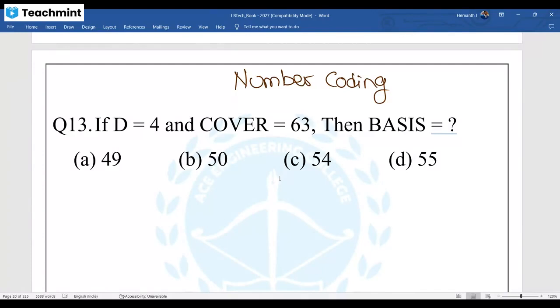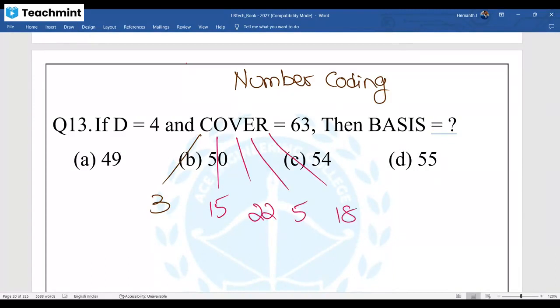It can be reverse code also, dear. Here D value 4 gives the idea that it is forward coding, right? Then for cover, C value is 3, O value 15, V value 22, E value 5, R value 18. Now these numbers can be added, multiplied, or added and subtracted alternately.